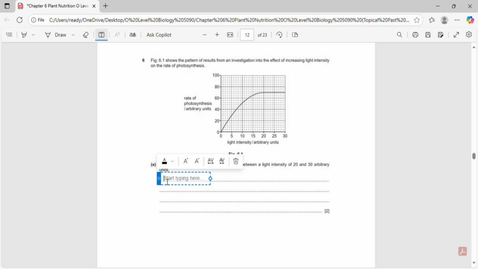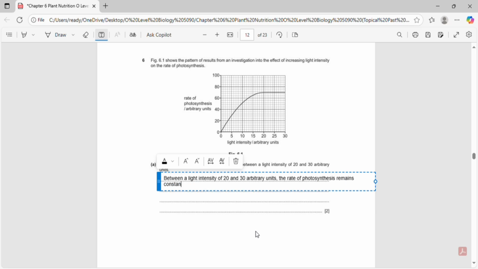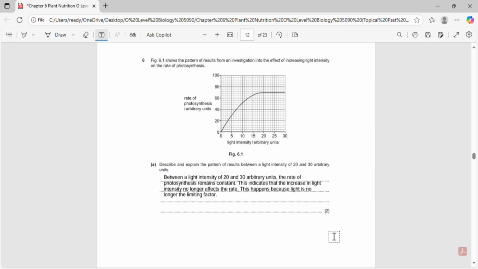So we will simply write, between a light intensity of 20 and 30 arbitrary units, the rate of photosynthesis remains constant. This indicates that the increase in light intensity no longer affects the rate. This happens because light is no longer the limiting factor. Instead, some other factors such as the concentration of carbon dioxide or the temperature may be limiting the rate of photosynthesis. So even though the light intensity continues to increase, the rate of photosynthesis does not increase any further.